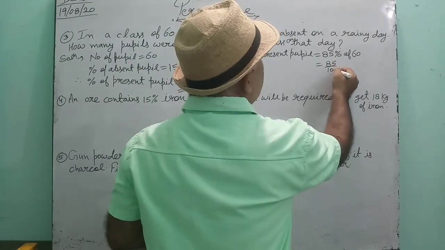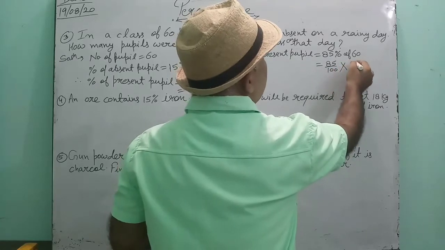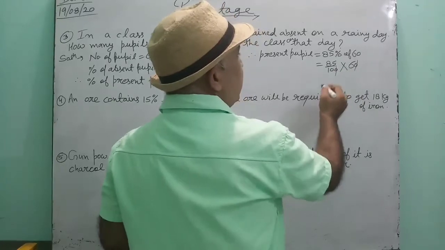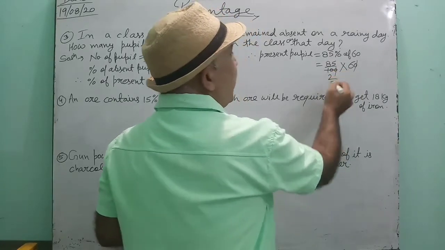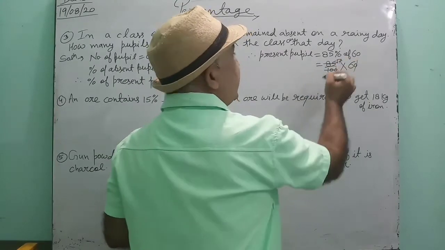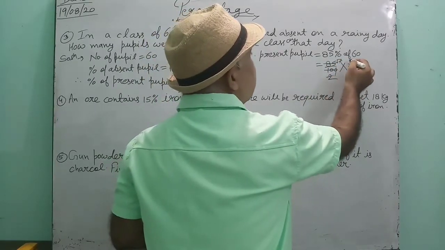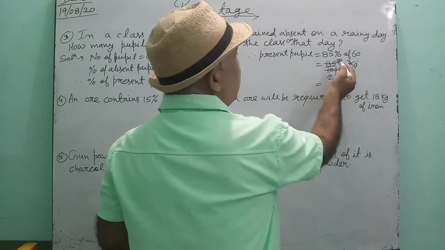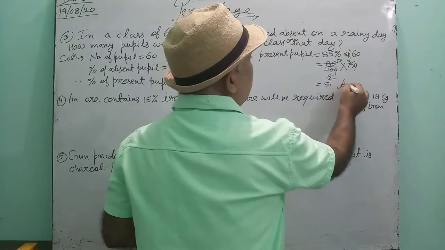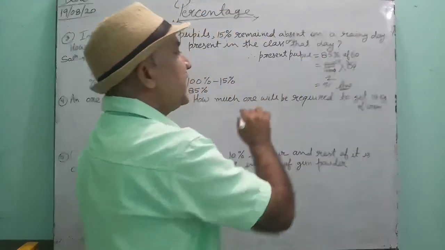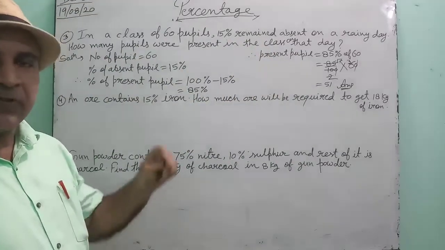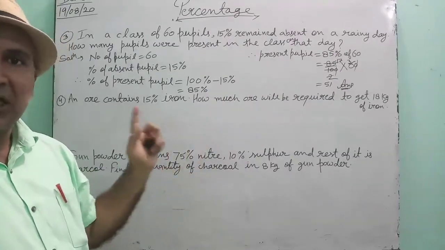85% means 85 upon 100. Of means multiply, and then 60. You can see 10 and 10 are cancelled. 5 dividing 10 by 2 times, 5 dividing 85 by 17 times, and 2 dividing 6 by 3 times. That means 17 into 3 is 51. That means on that rainy day, 51 students were present. Understood?